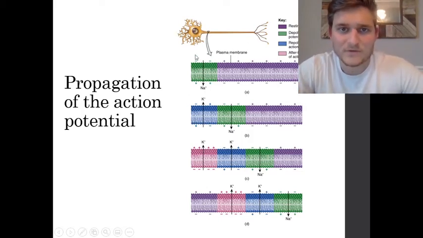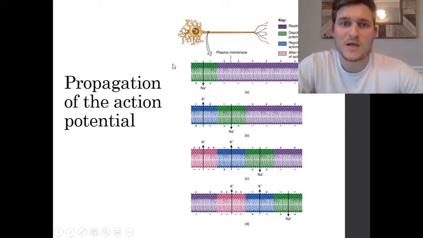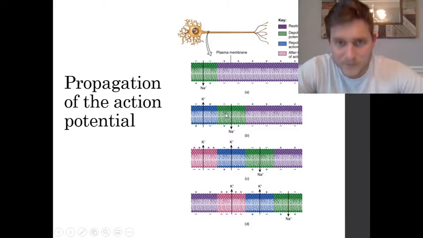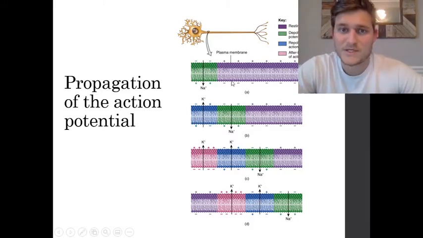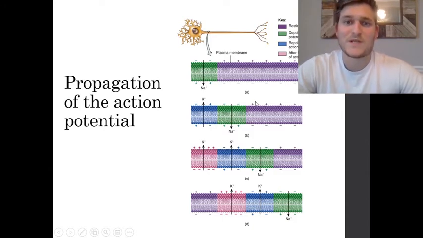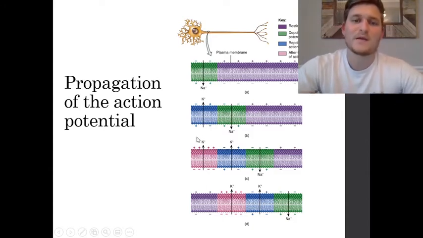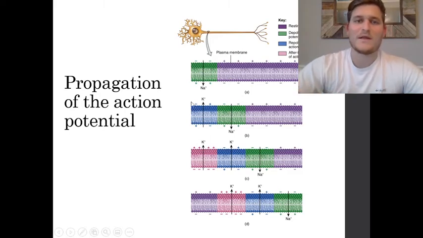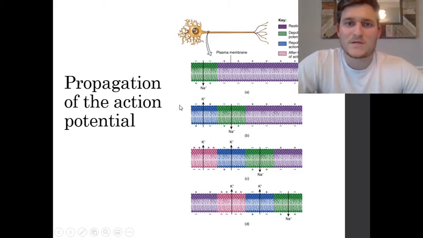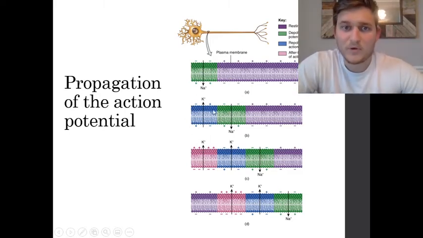So we have those voltage-gated sodium channels opening. We're going to have depolarization of this section of the axon, and then the neighboring sodium channels next to it, once that depolarization occurs, they're going to open. And so that depolarization goes from one section to the next because those voltage-gated sodium channels are opening further down the neuron.